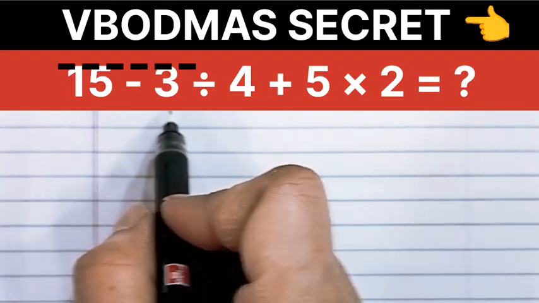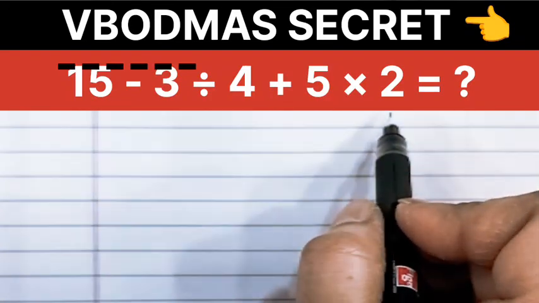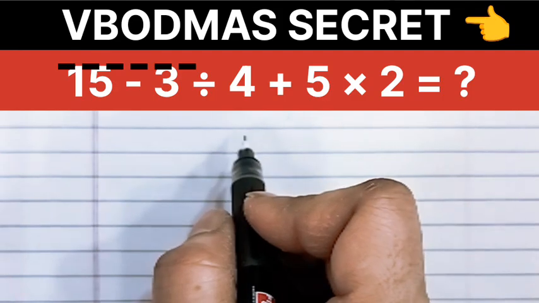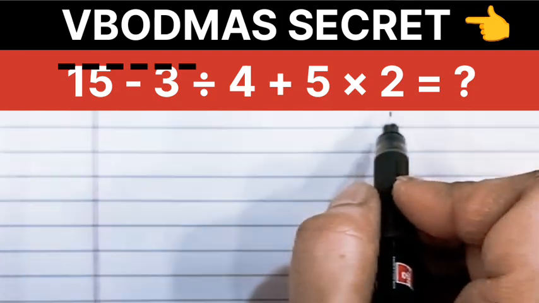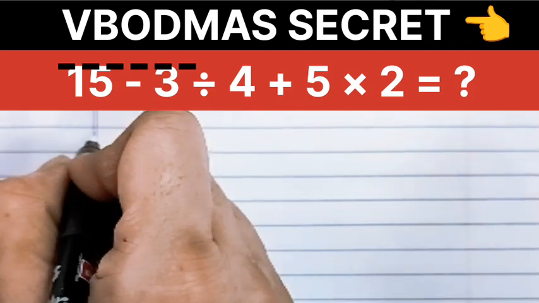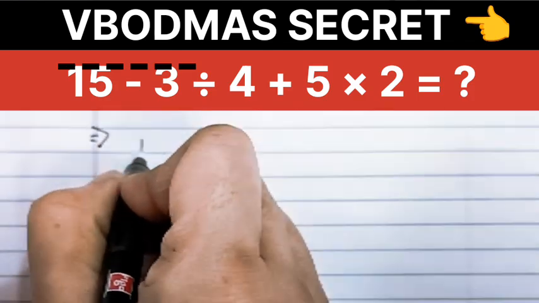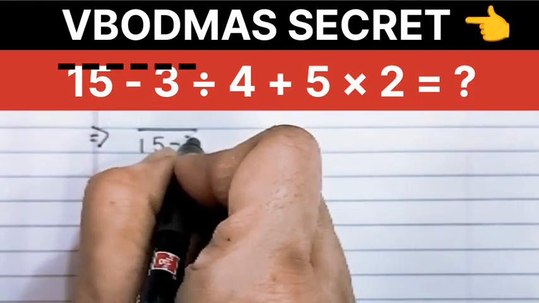Hello friends, to solve this mathematical expression we follow the BODMAS rule which defines the order of operation. Now we'll define it by the step-by-step solution. First, the vinculum part, which is 15 minus 3 vinculum.